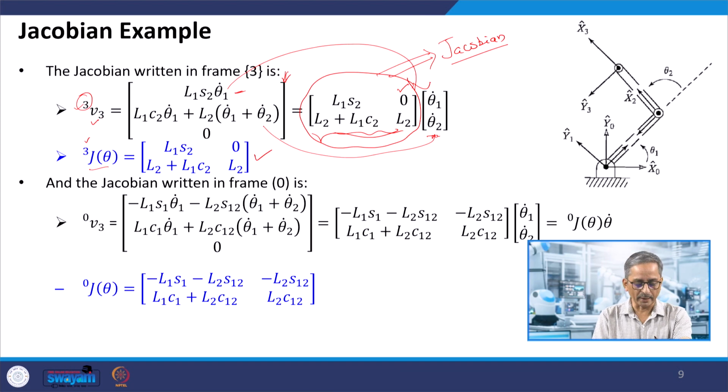Similarly, if I look at V3 expressed in terms of the 0th frame, then this is the expression, right? I segregate this, I write it in terms of a matrix, a 2 by 2 matrix, and a vector, that is a 2 cross 1 vector. Then this term is what is called the Jacobian, right? And here this is expressed in terms of the 0th frame.